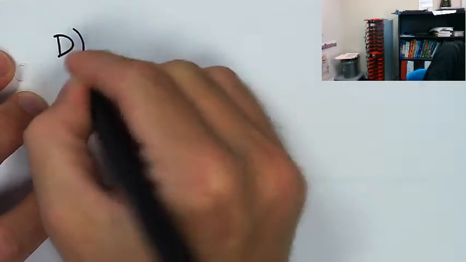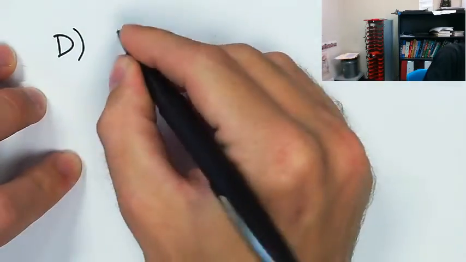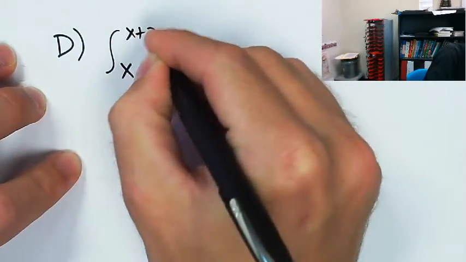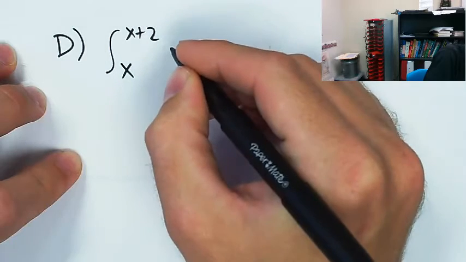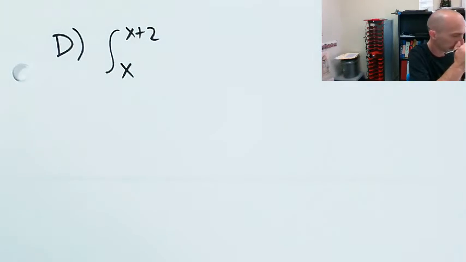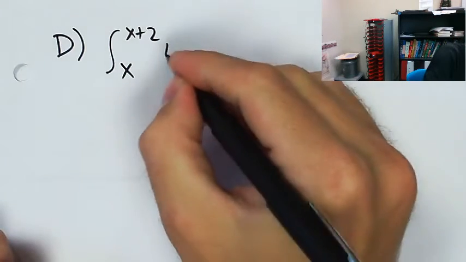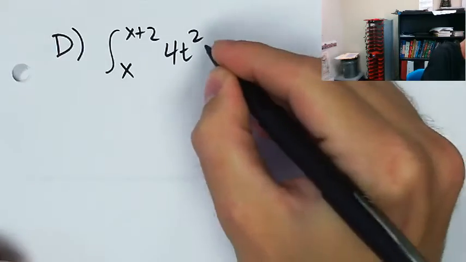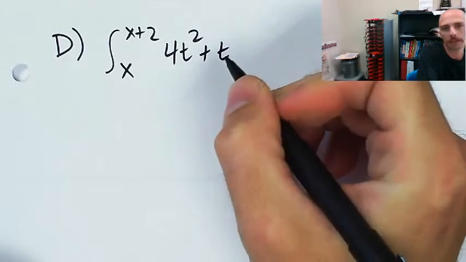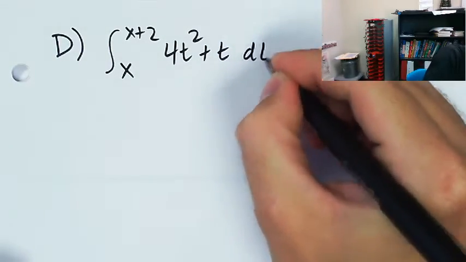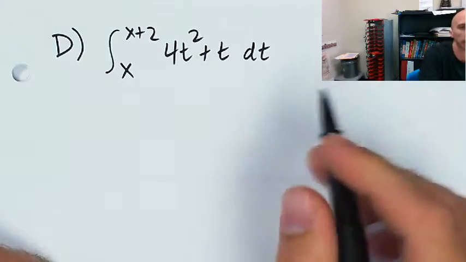For part D, it's going to be the integral from x to x plus 2 of 4t. I'm going to change this one so it's more interesting, I think, 4t squared plus t. And if you want to do 4t plus t, then make that 5t, be my guest. But that's not a very interesting problem, so I'm going to do it like this instead.